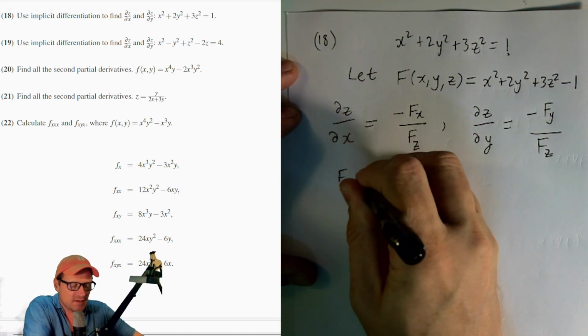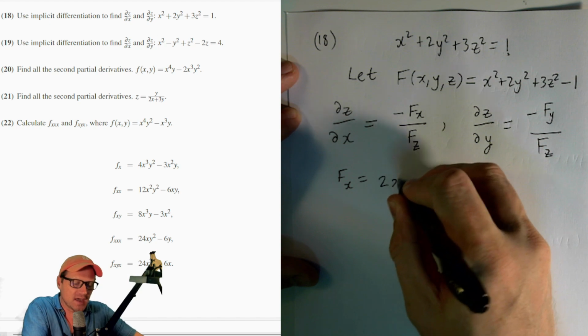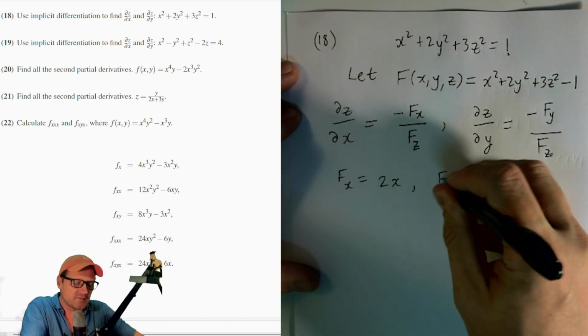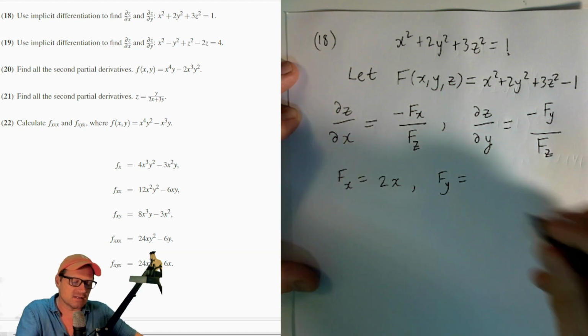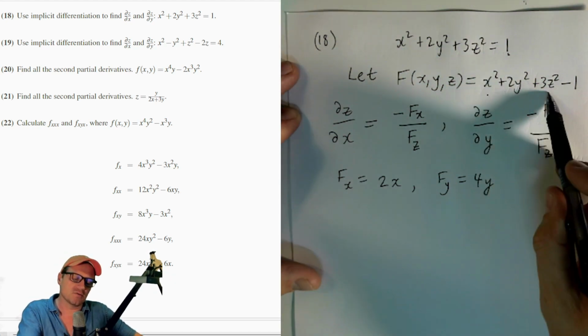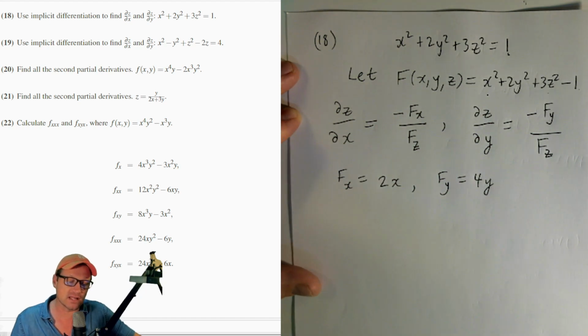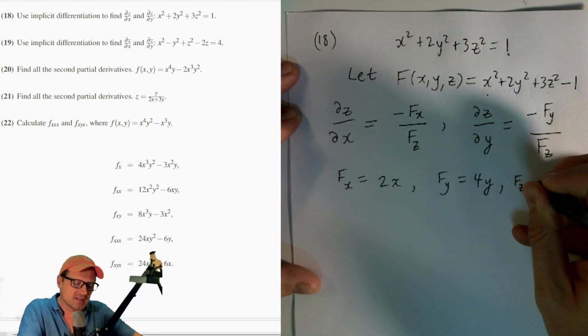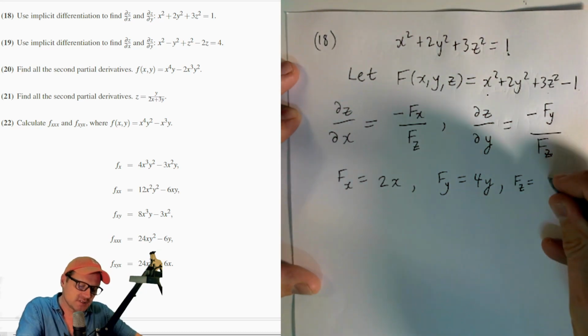So let's do that here. f subscript x is 2x, and then plus 0, plus 0, plus 0. f subscript y is 4y, differentiating this with respect to y. The other derivatives are 0 because we're treating those letters as constants when we differentiate. And f subscript z is 3 times 2, which is 6z.